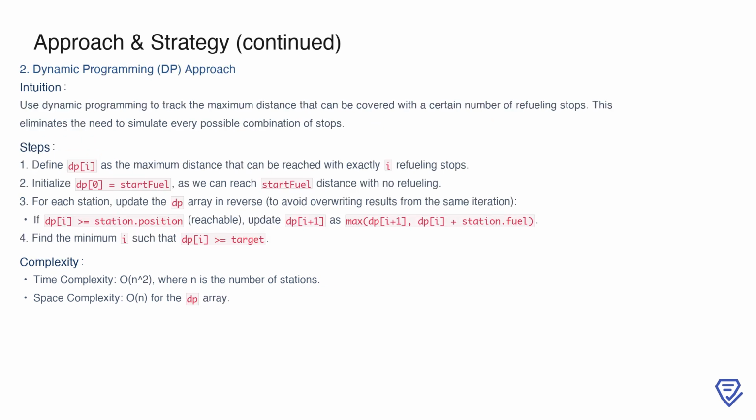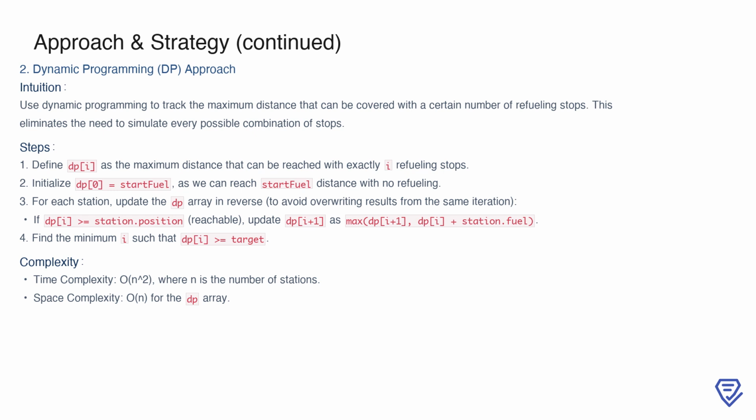Next, we have the dynamic programming approach, which is a more structured way to solve the problem. Here, the intuition is to track the maximum distance that can be covered with a certain number of refueling stops, eliminating the need to simulate every possible combination. We define dp[i] as the maximum distance reachable with exactly i refueling stops. Initially, we set dp[0] to the starting fuel, as no refueling is needed to travel that far.